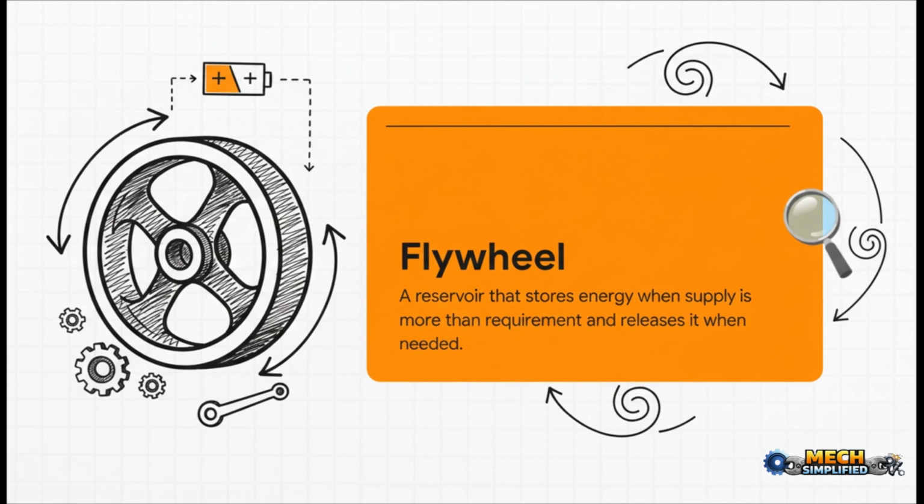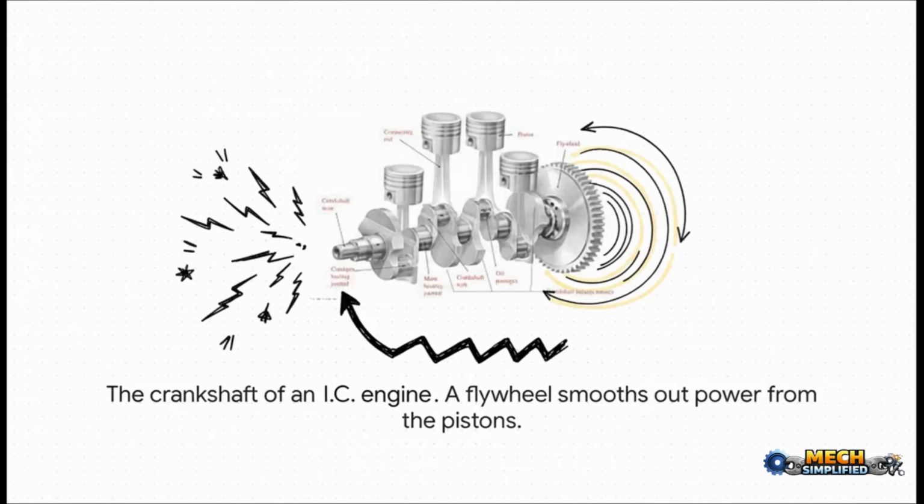And here it is in its most famous role. It's attached to the end of the engine's crankshaft. The flywheel takes those violent, jerky power pulses from the pistons and smooths them all out into a nice, steady, continuous rotation. Seriously, without a flywheel, an engine would just shake itself to pieces and stall out between those power strokes.